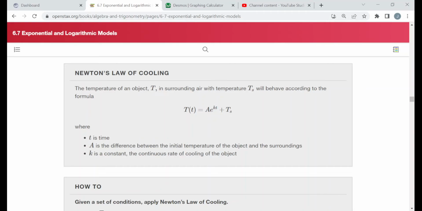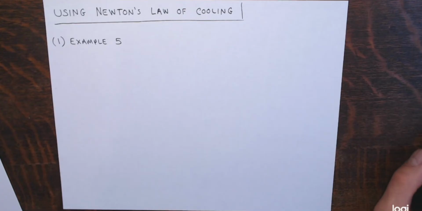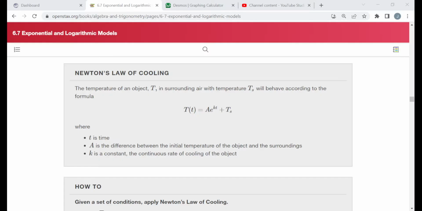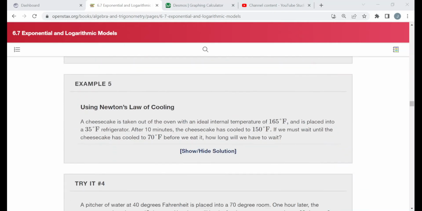All right. So the first example I want to do related to Newton's law of cooling is example 5 from the reading. So a cheesecake. Our object in this problem is a cheesecake. A cheesecake is taken out of the oven with an ideal internal temperature of 165 degrees. So this is the initial temperature of the cheesecake, 165 degrees, and is placed into a 35-degree refrigerator.